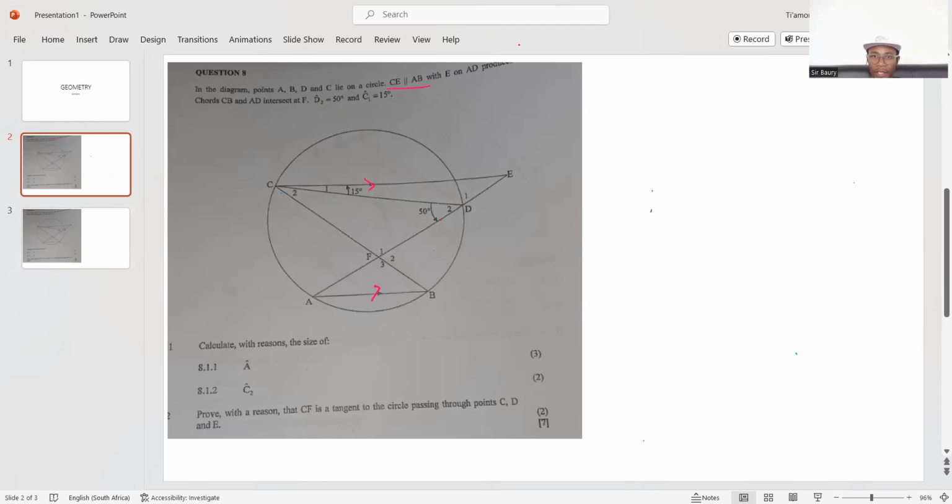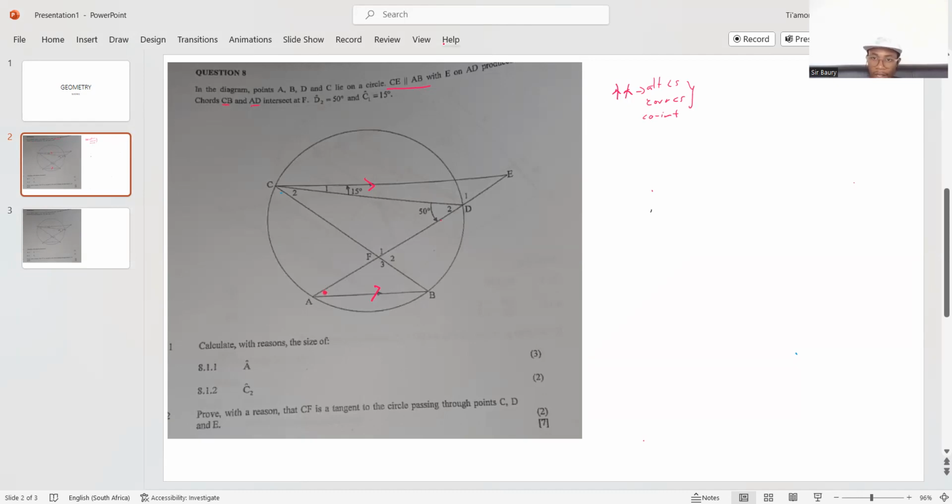Every time you see parallel lines, this is what it means. It means that you must think of alternate angles, corresponding angles, and co-interior angles. Every time you're given parallel lines, these are the three things you must look for, right? And then you have E and AD produced. You have chords CB and AD. Then you're given dimensions, right? So the first question is to calculate the value of A.